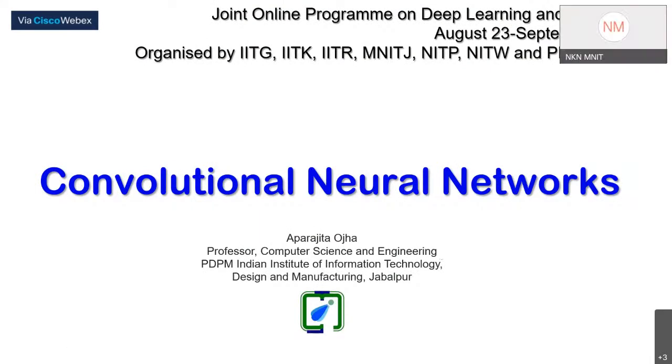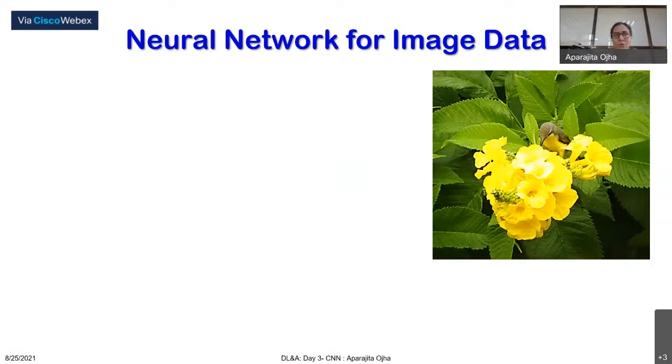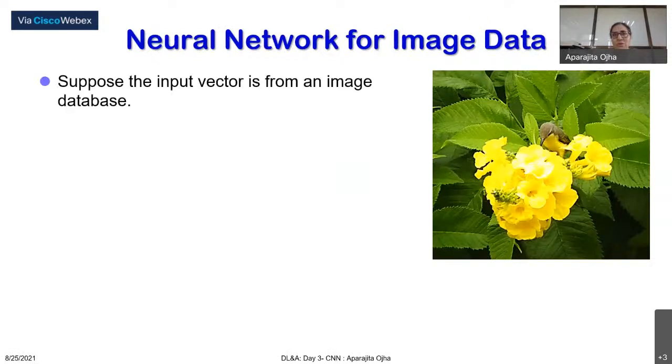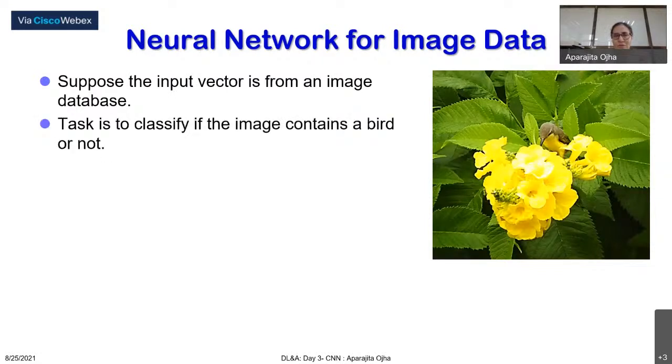So, my dear participants, we were talking about convolutional neural networks, an important neural network type especially for image data. So, let us consider this classification problem. Suppose the input image is of size 256 cross 256, and the problem is a binary classification problem, whether the image contains a bird or not.